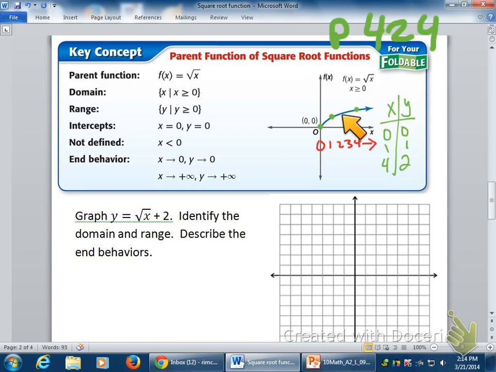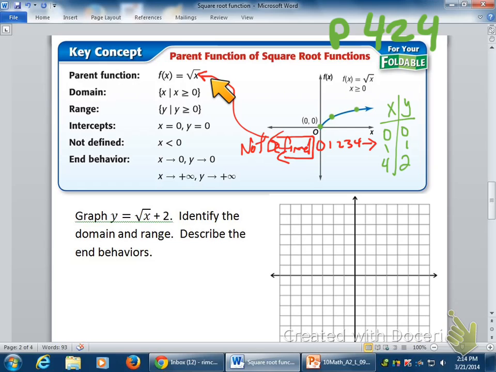Negative numbers. They're not on my graph, are they? So if you look right here, these are not defined on my graph. And why are they not defined? Well, think about this. Plug one of these numbers that's not defined into this. Pick any of them. Negative 1, great choice. If I choose negative 1, what is the square root of negative 1?